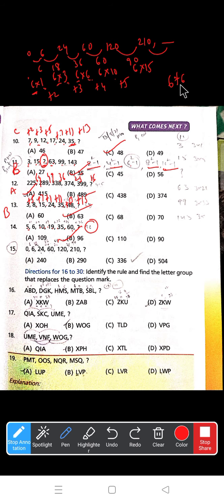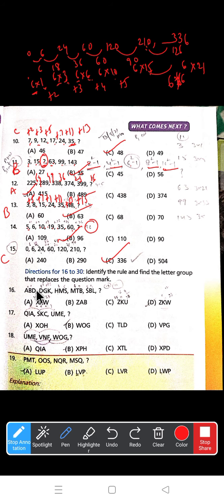So 6 into 6 is 36. So here you should take plus 6. That means 15 plus 6 you should take, children. See here, 1 plus 2 they have taken. Again plus 3, 6 came. Plus 4, 10 came. Plus 5, 15 came. Plus 6 means 21 should come. So 6 into 21, 6 into 21 means 126. That means what is the difference between the last one and the question mark answer? Here 210 plus 126. So the option is 336. Your option is 336. Option C. 15th one is option C.